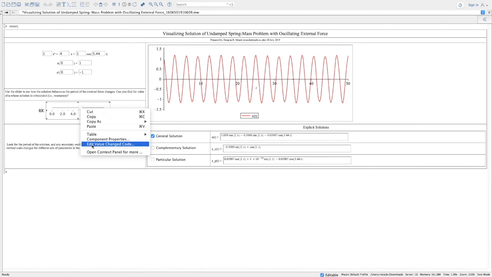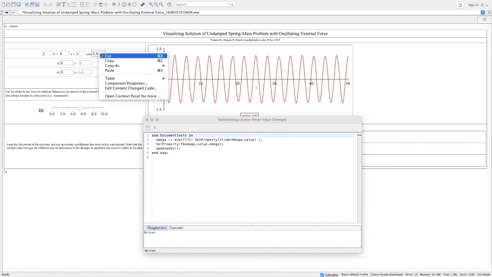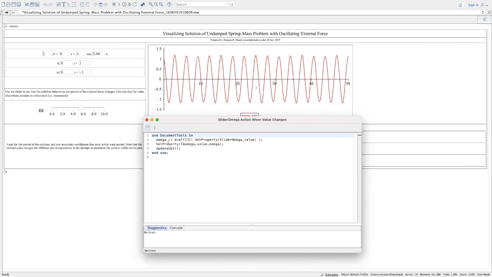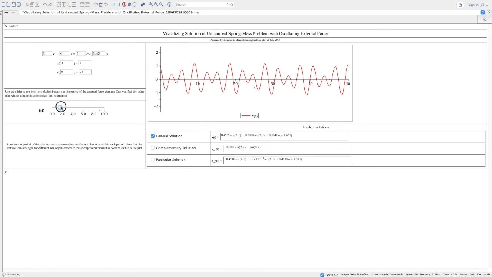As that slider changes, what I do is I get the value from the slider and put it in a global variable, omega. I set the property, this is going to be the omega value up here, text area omega. So I set the value of text area omega to be that, and I update the user interface, which is updating the graph and updating the solutions. And so as I slide this slider around, everything changes.